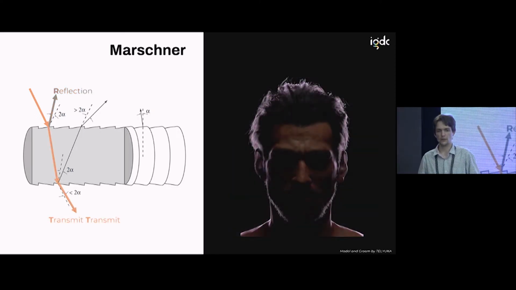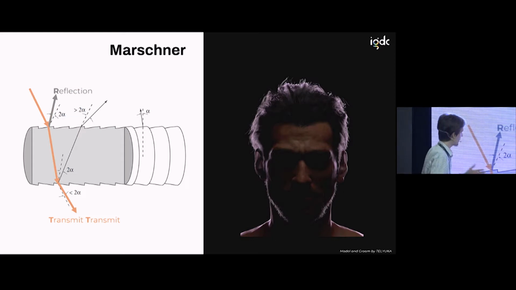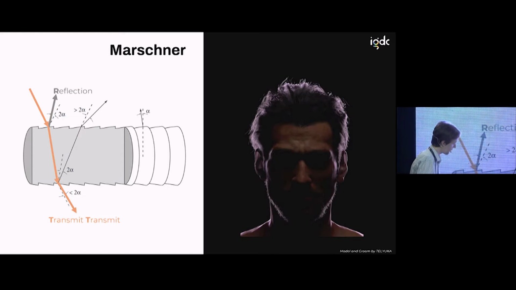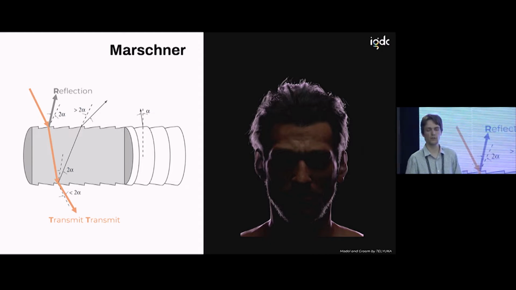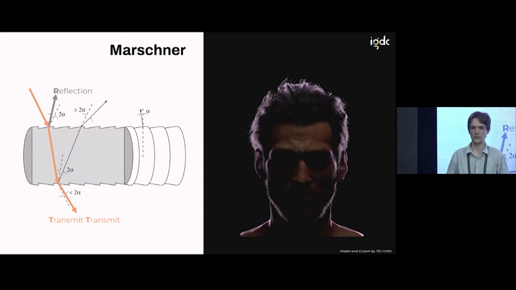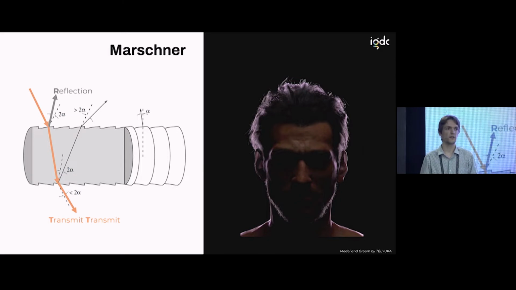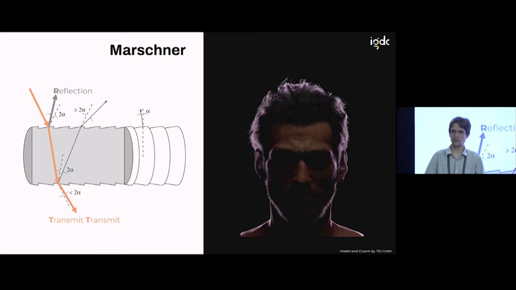And now if we continue a little bit, the light can also go through the strands and back out on the other side, and that's what we call the TT path, for transmit. It's the forward scattering effect I was talking about previously, and it happens when the light is behind the subject and usually appears in dramatic shots when you have sunrise or sunset and the character is in front of the sun.